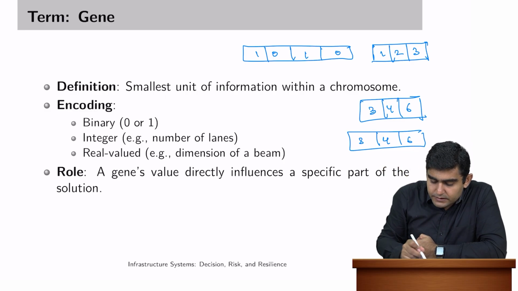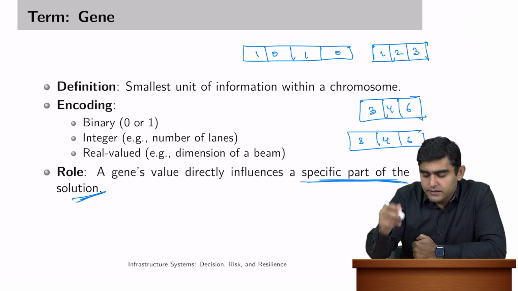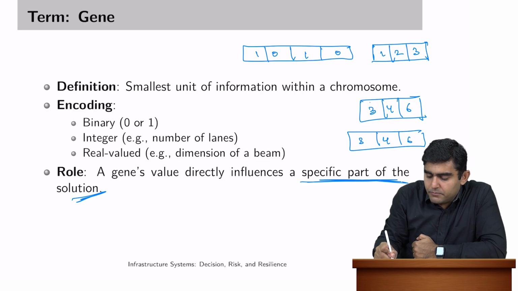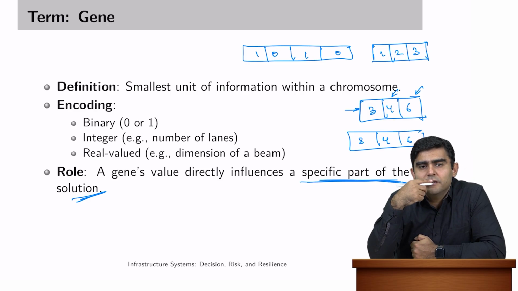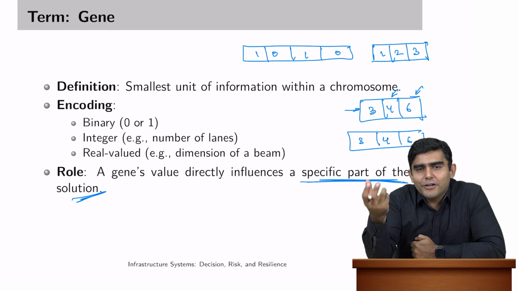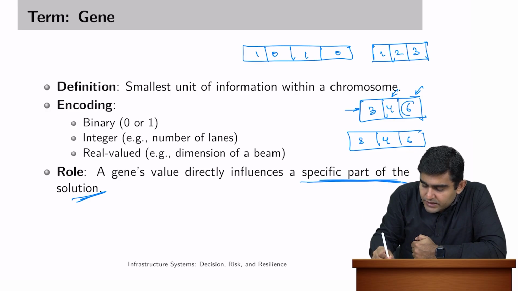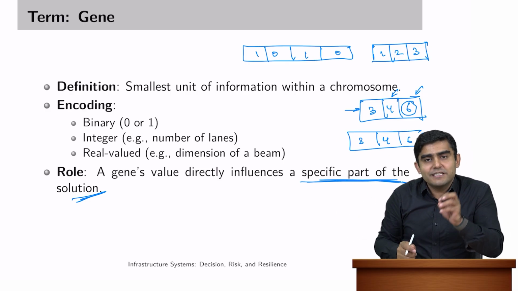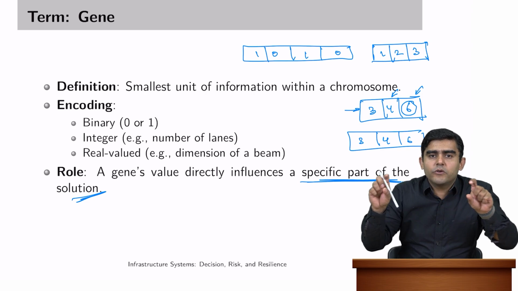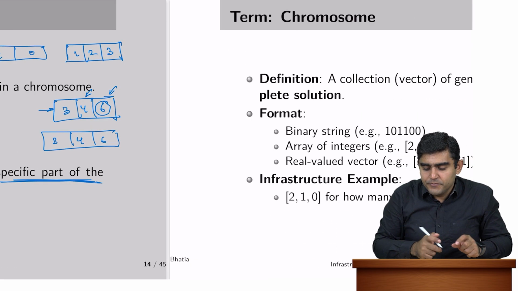Now, these gene values would directly influence a specific part of the solution, because as I said, this could be the number of pumps that we are installing in the first building, second building, and third building. So if we are installing 6 pumps in the third building, and the cost of pumps there is higher depending upon the size or geometry of that particular building, this gene is directly going to influence the final costs that are involved. That is why these genes have a significant role in determining the overall behavior of the chromosome unit.